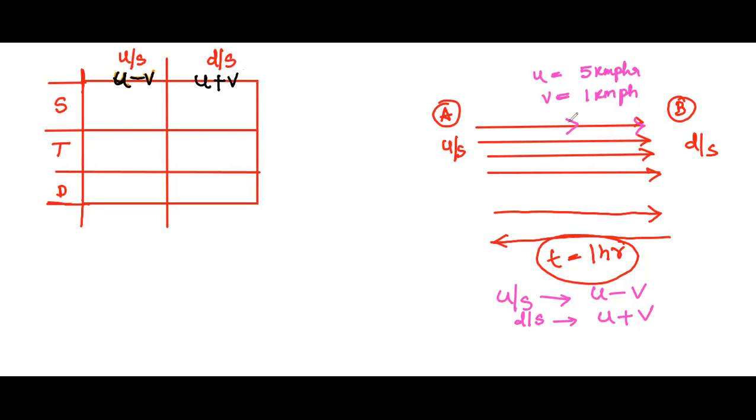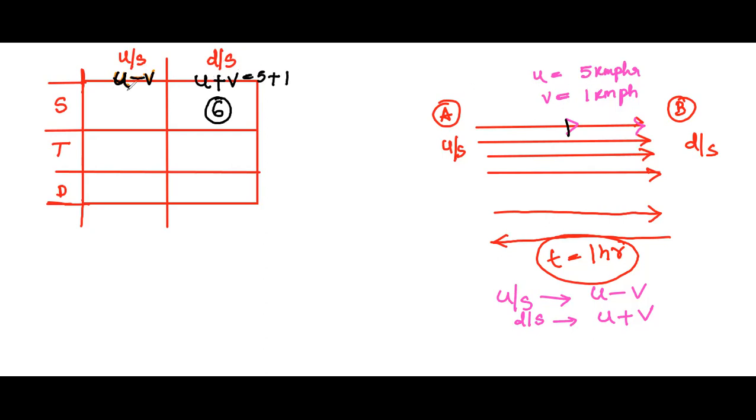So when a person is rowing towards the downstream side, u plus v will apply. What is u here? 5. What is v? 1. So this will become 6. The speed towards the downstream will be u plus v, which is nothing but 5 plus 1, which is equal to 6.